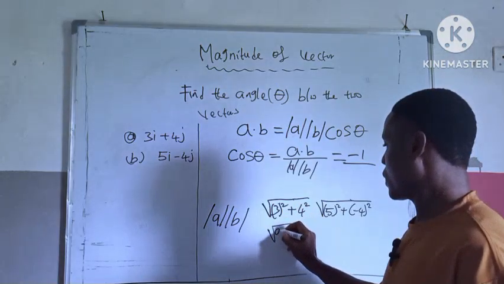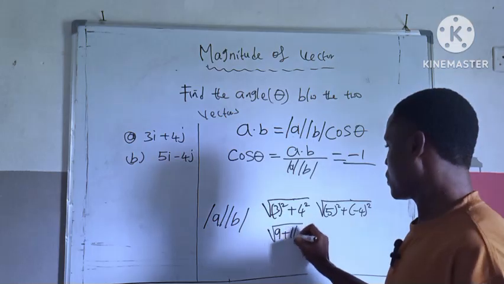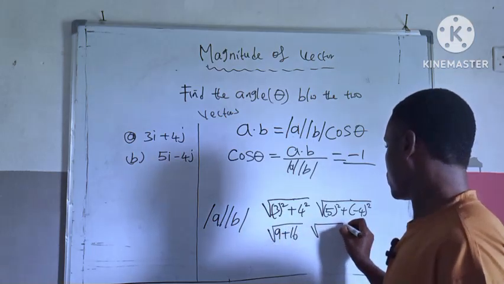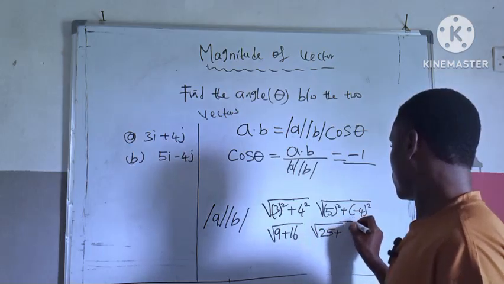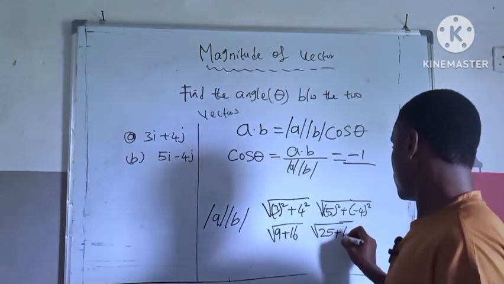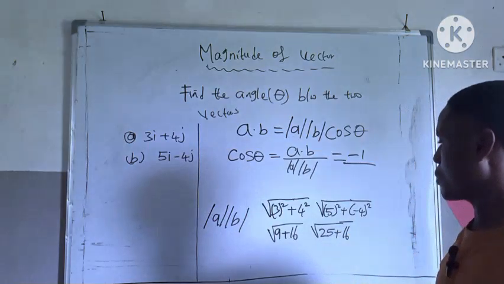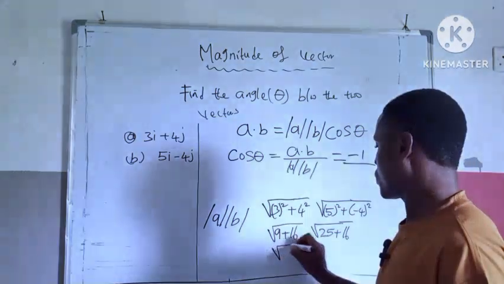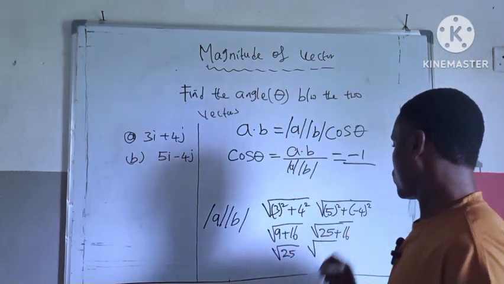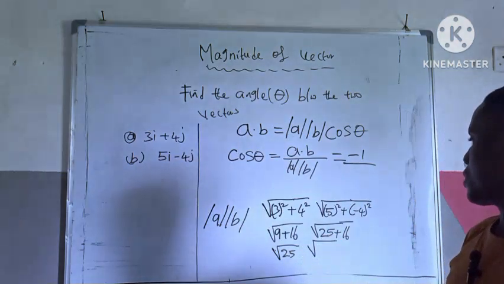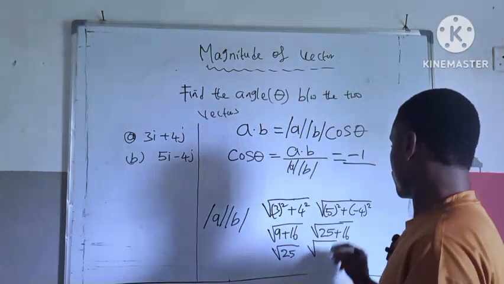3 squared, that is 9, right? Then 16. Then the second one, 5 squared, that is 25, plus minus 4 times minus 4, which is 16. So here is 25, here is 30, 41.